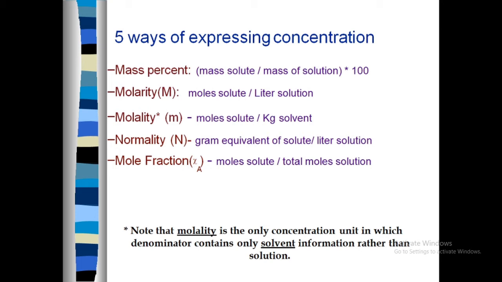Define gram equivalent of solute. Gram equivalent of solute is defined as the ratio between weight to equivalent weight. Define equivalent weight. It is defined as the ratio between molecular weight to valency. If you know what molecular weight is, molecular weight is nothing but the sum of atomic weights of the atoms. What is valency? Valency is nothing but the outermost orbit. This is valence.